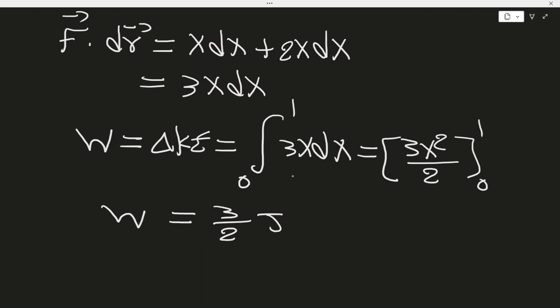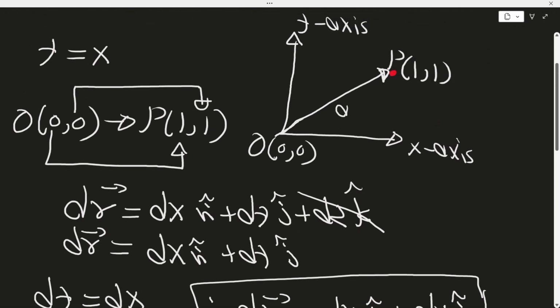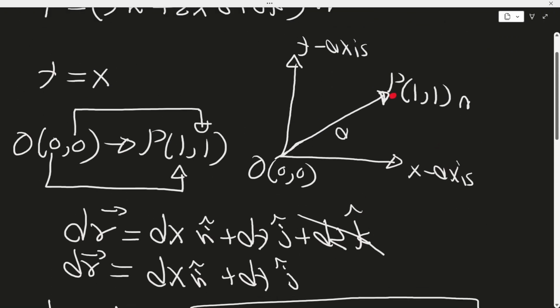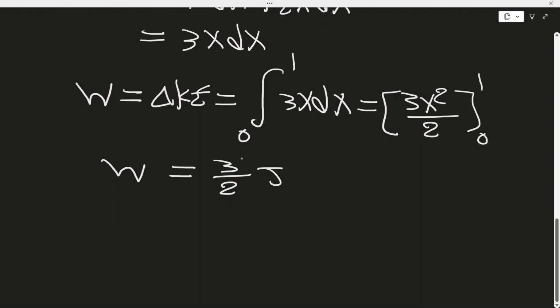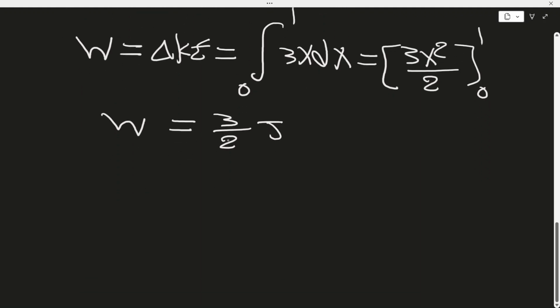I should have emphasized, or labeled, that these points are in meters, so they are physical, from 0 meters to 1 meter. So we have 3 over 2 joules. That's our final answer.